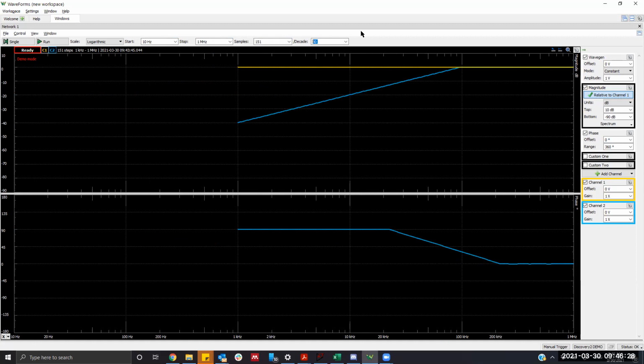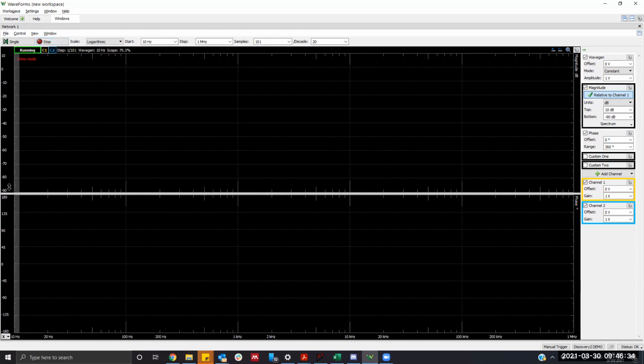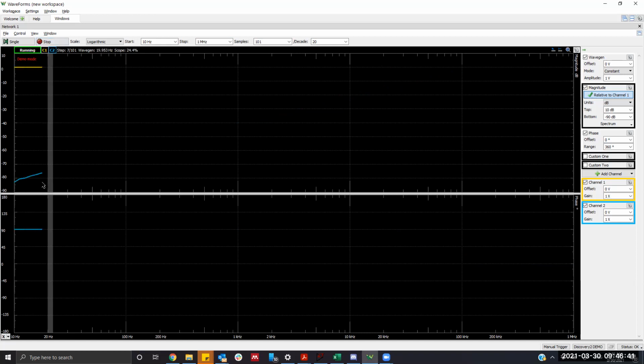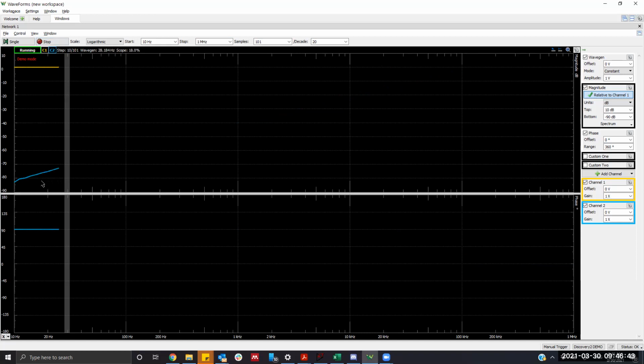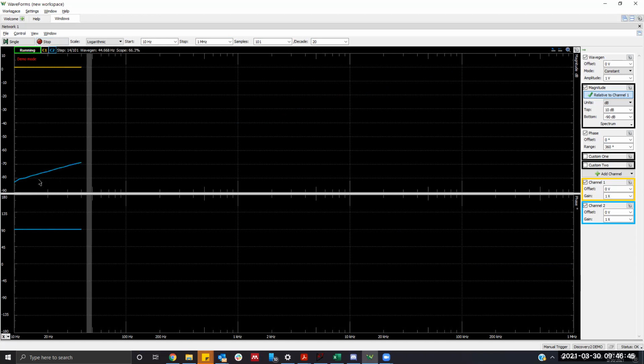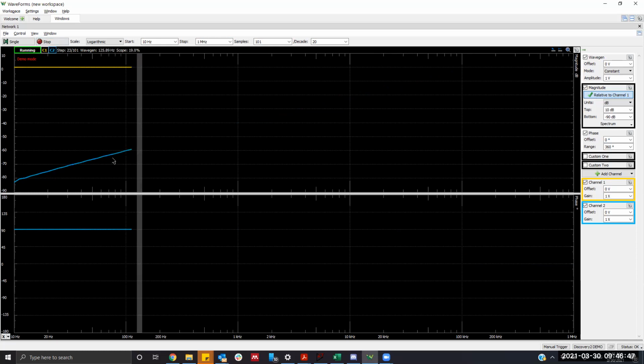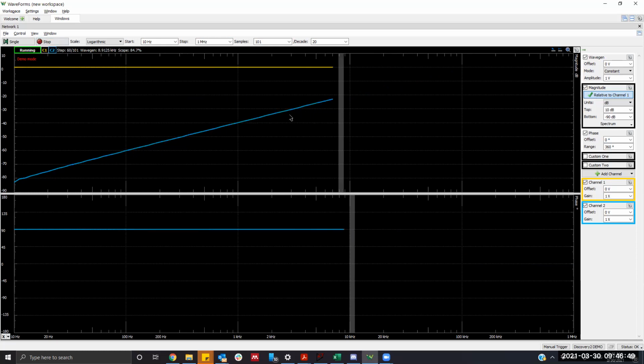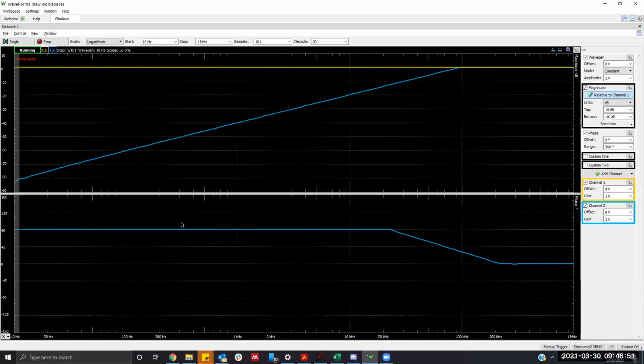So I'll give it like 20 points per decade. And then if you run it, this is going to be slow for the low frequencies, but it will pick up. All right, so now it's changing the frequency, measuring, plotting, changing the frequency, measuring, plotting, and so on. And you see here, this is the frequency response that we get.